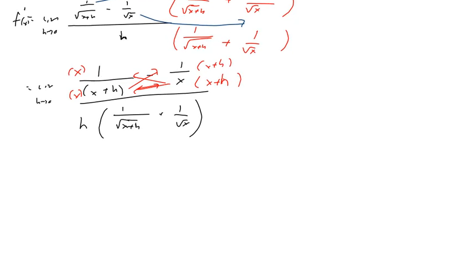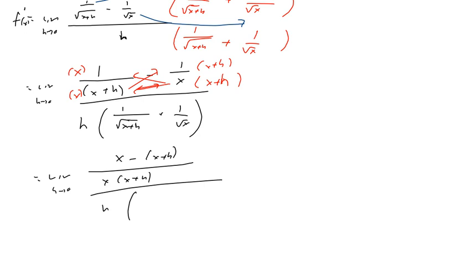So what's that going to be? We have limit as h approaches 0 of x minus x plus h over x times x plus h, over h times 1 over radical x plus h plus 1 over radical x. So this top one, I just combined the top parts. I know this was going to be x on the top. This is x plus h on the top. I know it was a subtraction, so I put those two together on the top, divided by the bottom parts, just multiply together. And the whole thing divided by this bottom part.